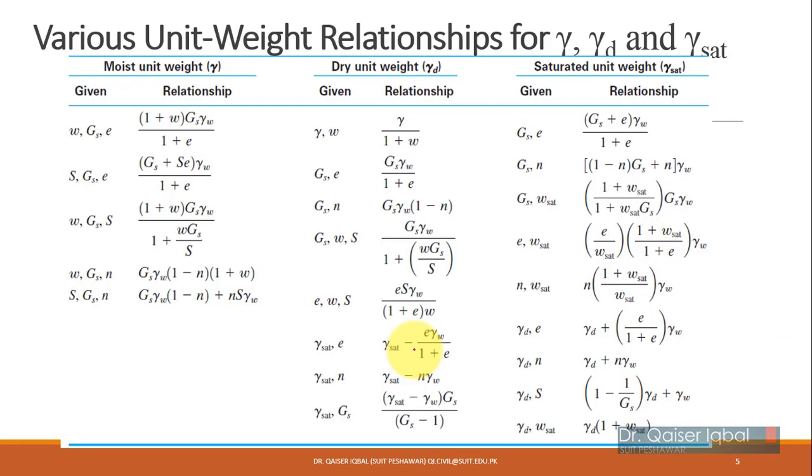In this fashion you can determine a number of relationships. I have given all the relationships in this table here. You can see there are three important parameters which we always need: the moist unit weight or bulk unit weight, the dry unit weight, and the saturated unit weight. Under different conditions we require these to determine the amount of water to be added to make the soil fully saturated, or, if the soil is fully saturated, we need to know the dry weight of that soil.